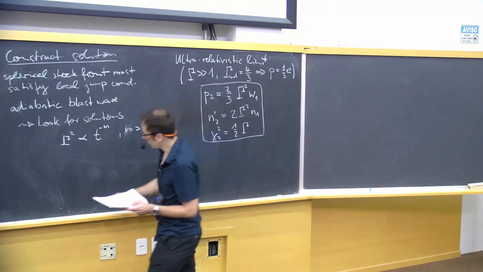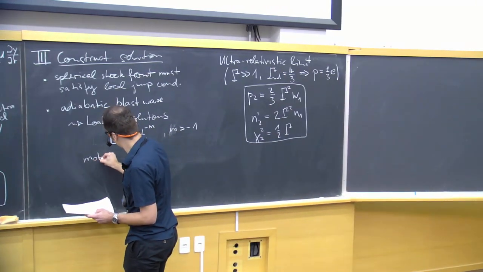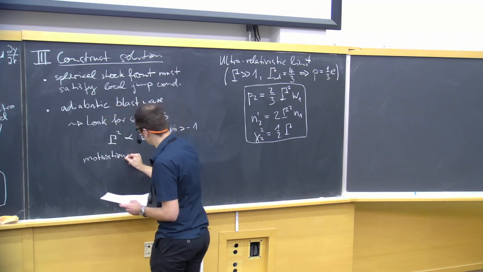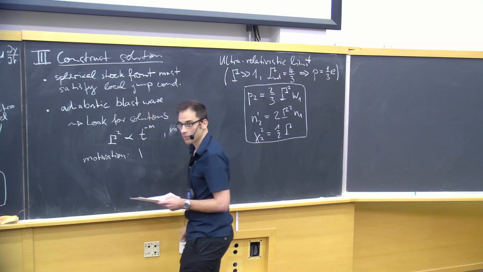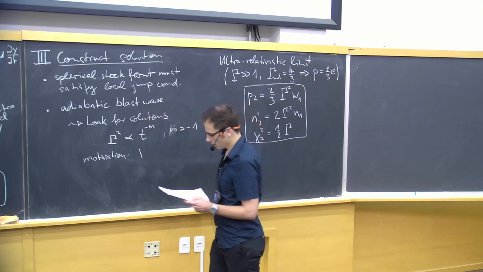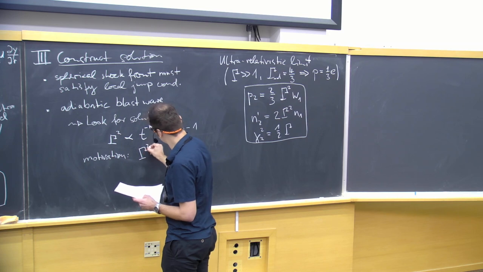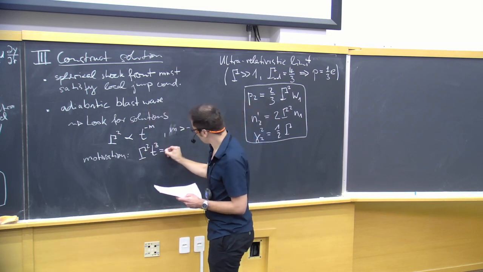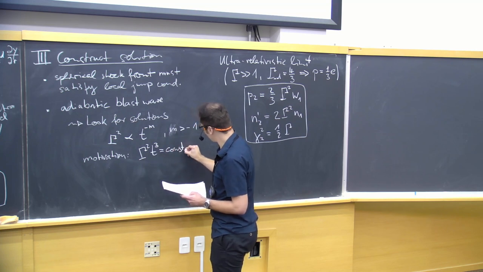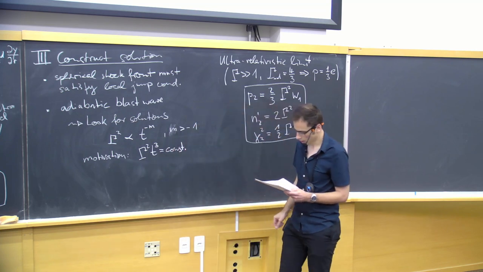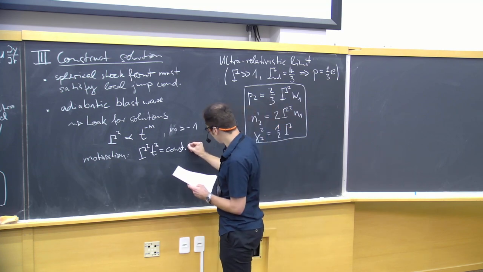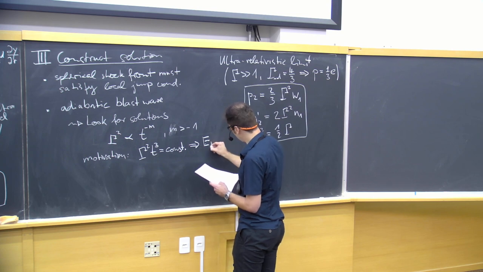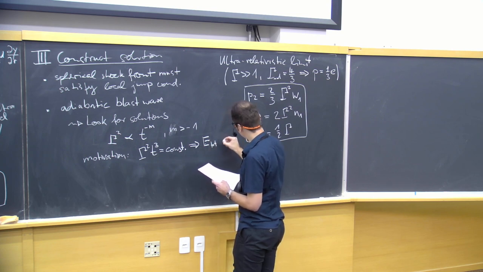And the motivation here is, and we'll see this in a second, that for an adiabatic blast wave, we'll show this in a second, actually gamma squared times t to the power of 3 is actually constant. And so this, we'll show later, means that the total energy of the blast wave is conserved.